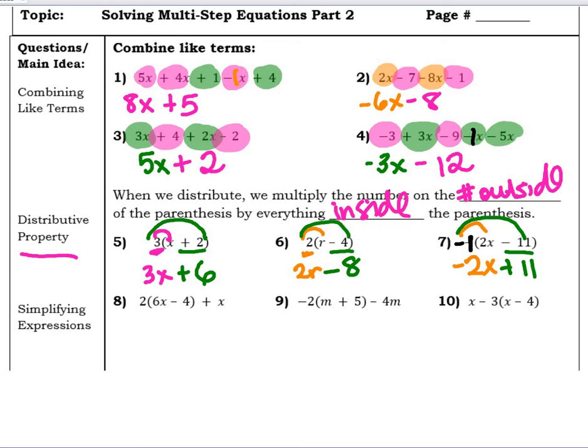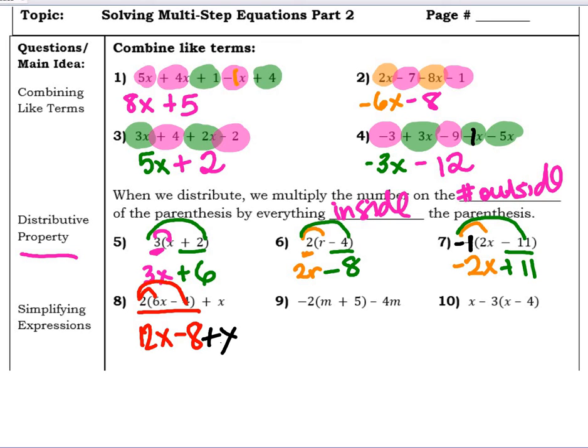So we always distribute first, okay? If you have a parentheses, we're going to go ahead and get rid of that first. So what we're going to do is we're just going to worry about this guy right here, okay? This 2 times 6x minus 4, we got to get rid of that parentheses. And we do that by multiplying all the way through. So 2 times 6 gives me 12, and I just keep the x. 2 times -4 gives me -8. And then I just bring this plus x down because we haven't dealt with that yet.